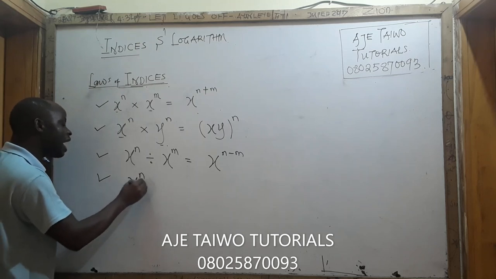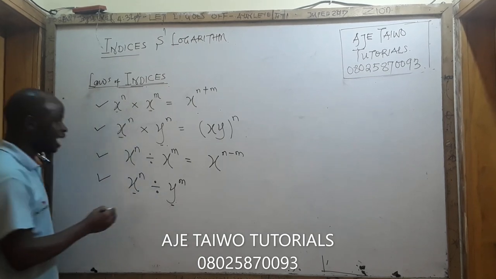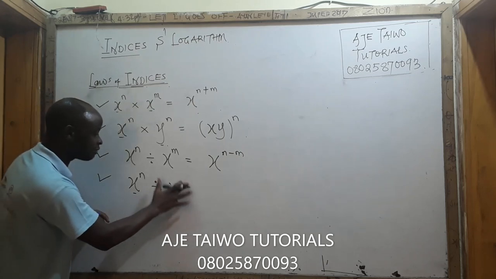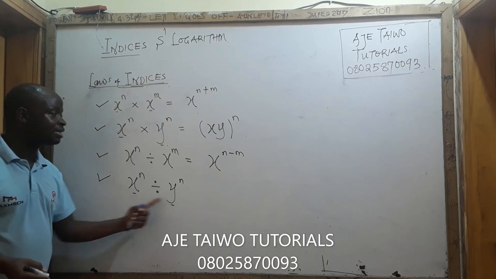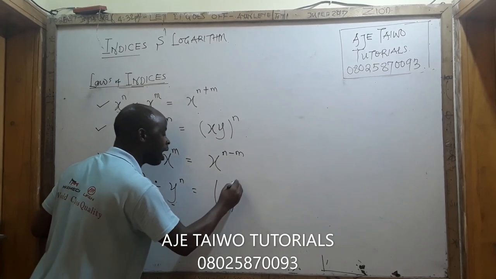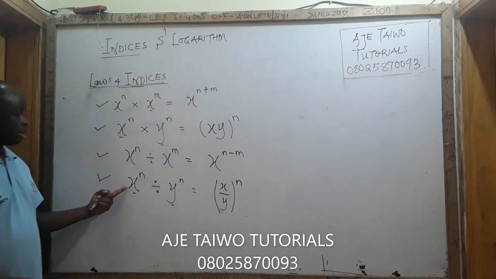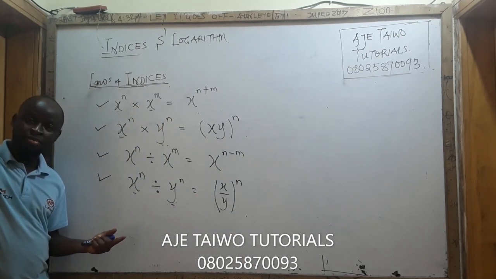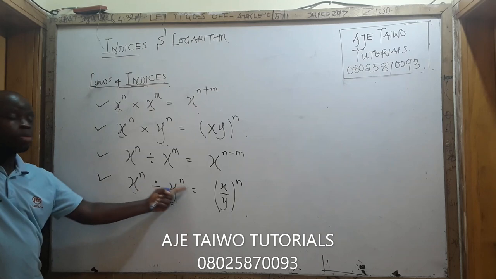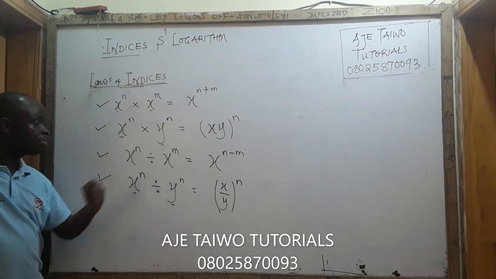What if the bases are different? See the bases: x base, y base here. The bases are different, but the powers are the same. You pick the common power, n, and divide those bases. This x over y, you pick one of the powers.